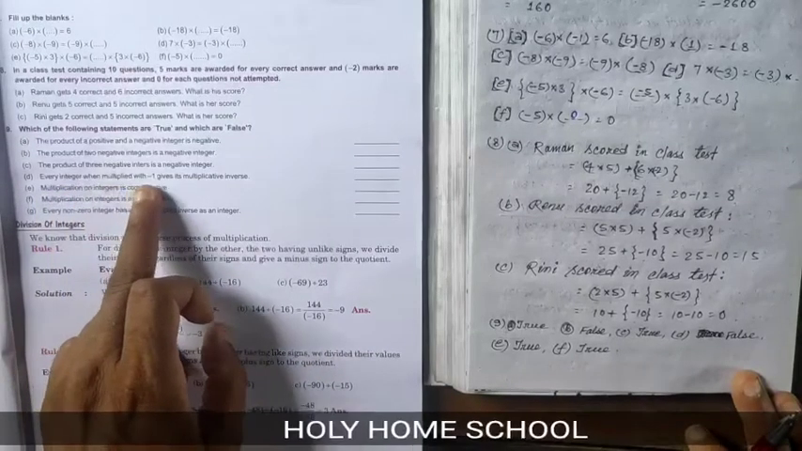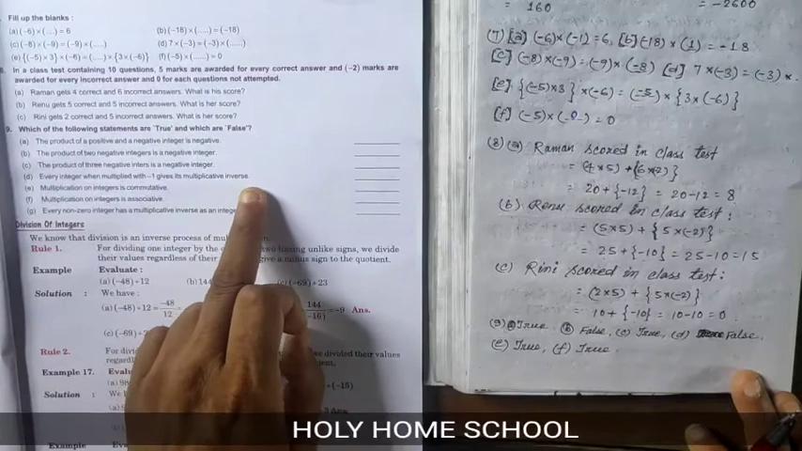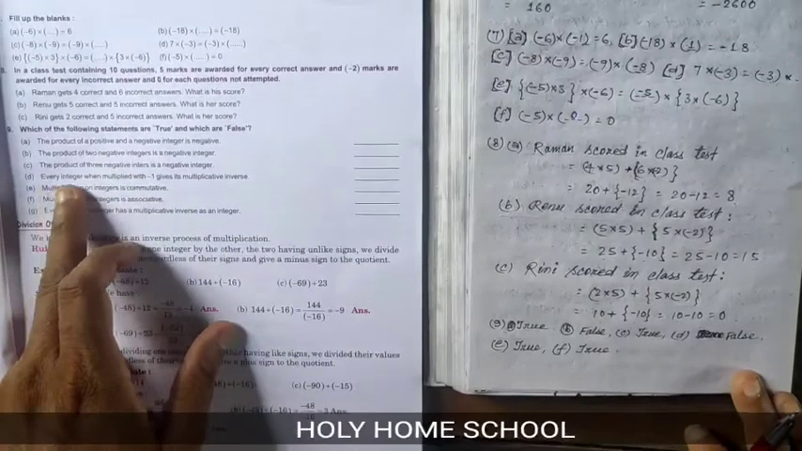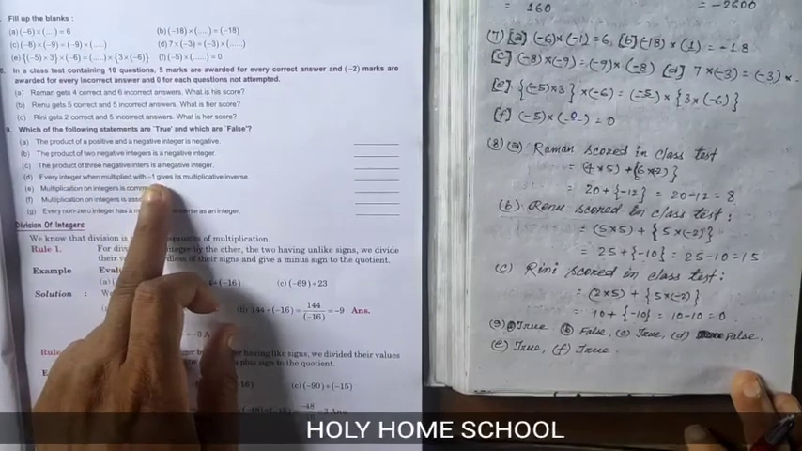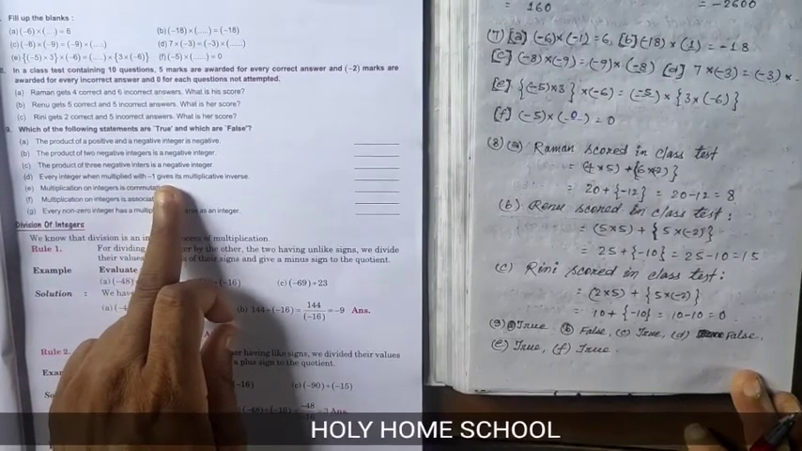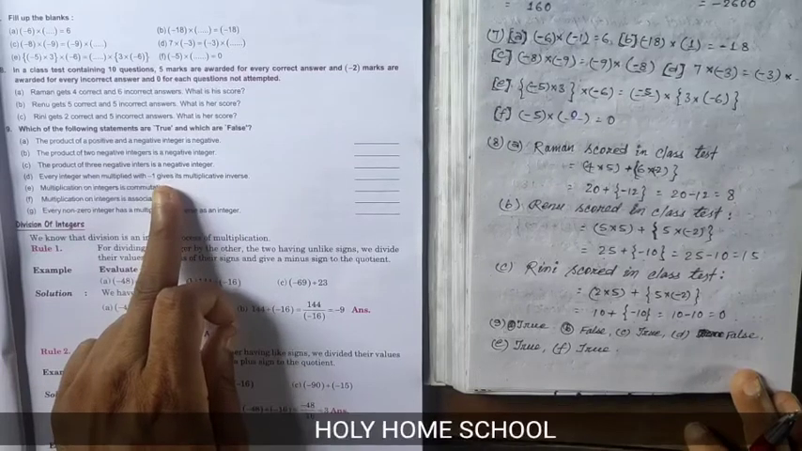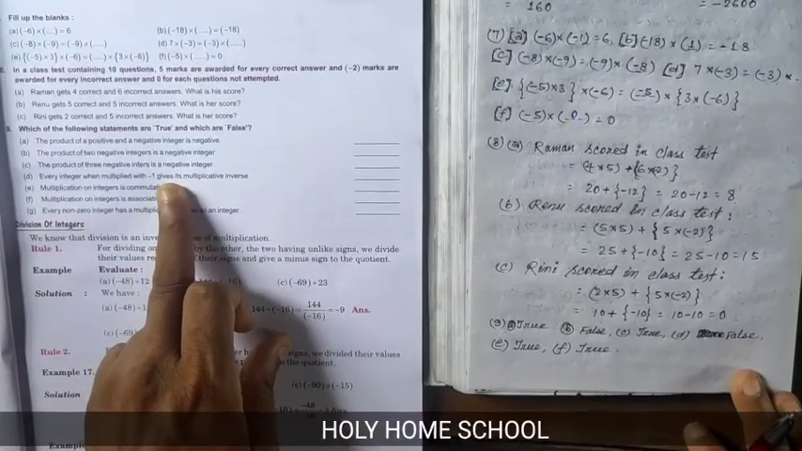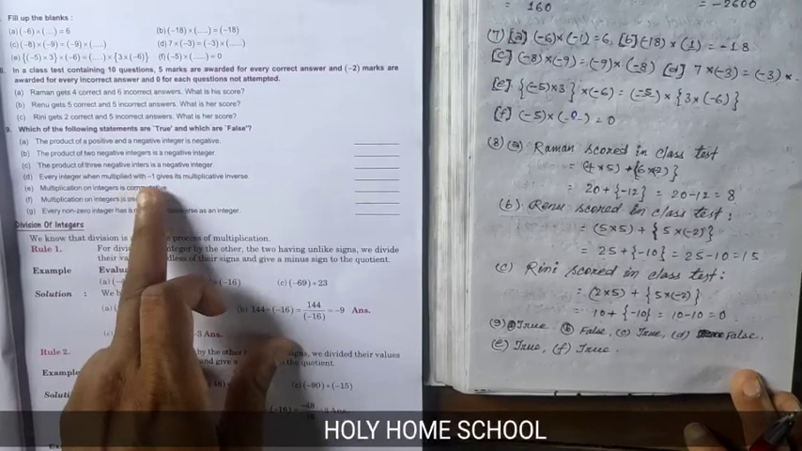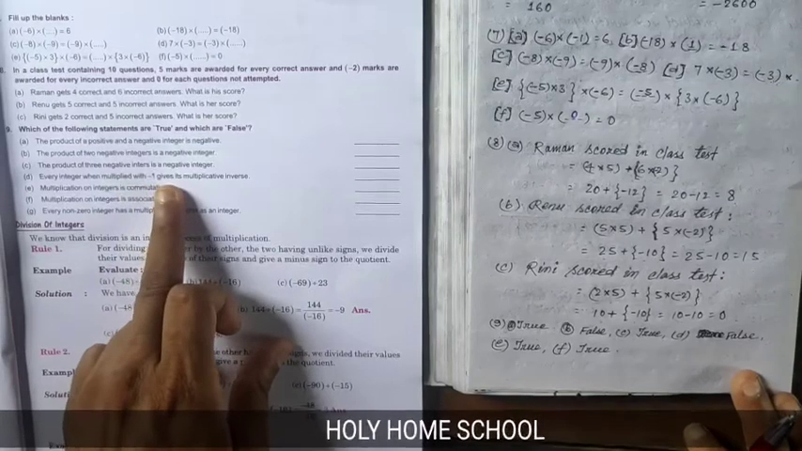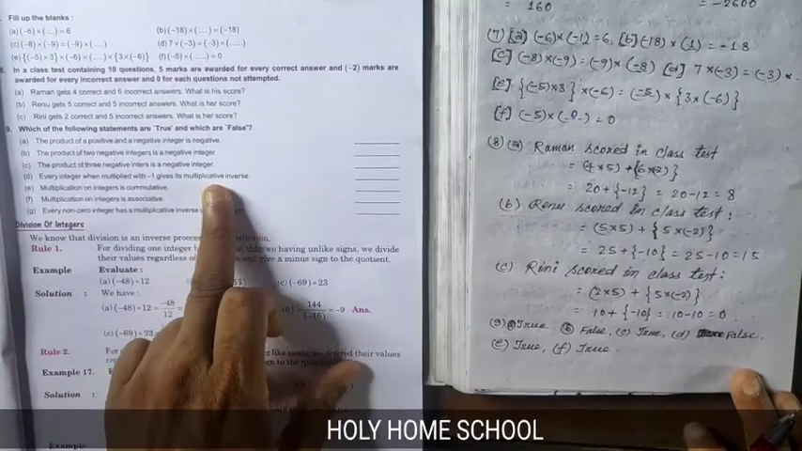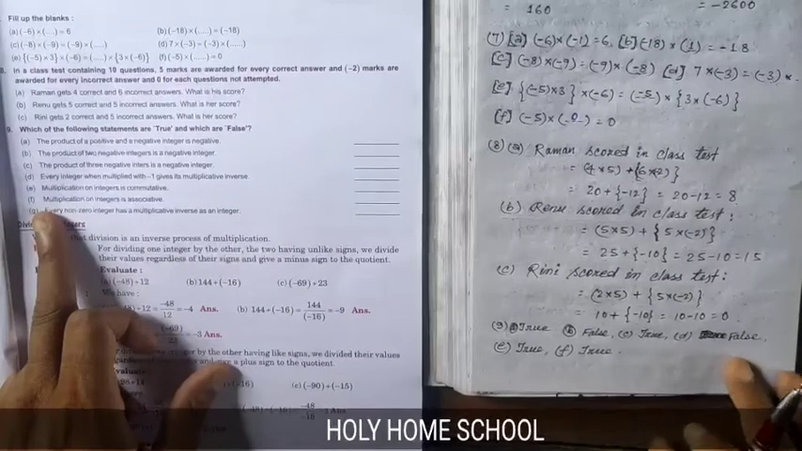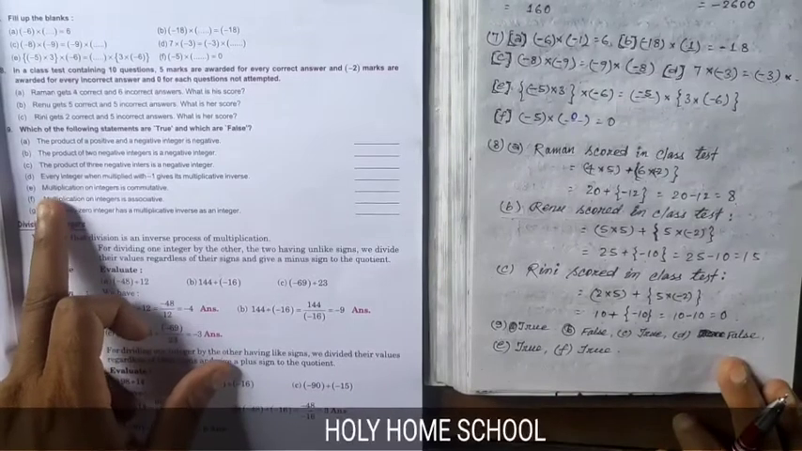Every integer when multiplied with minus 1 gives its multiplicative inverse. False. Because when we multiply minus 1 and minus 1, that will be 1, but minus 1 into 1 will be minus 1. So this is an incorrect statement, so this will be false.